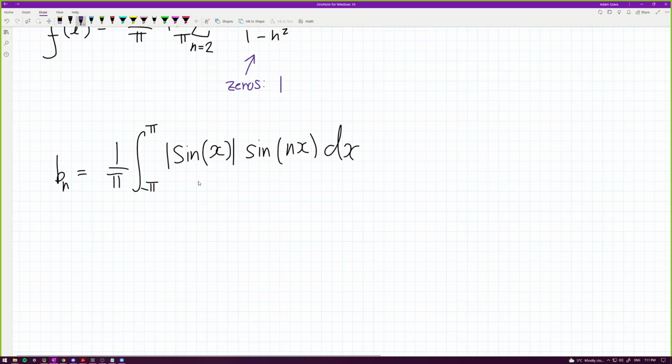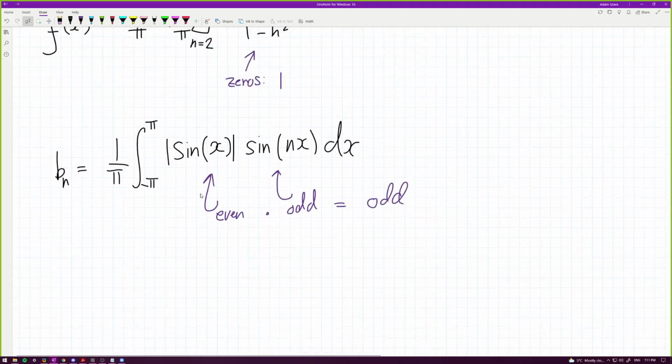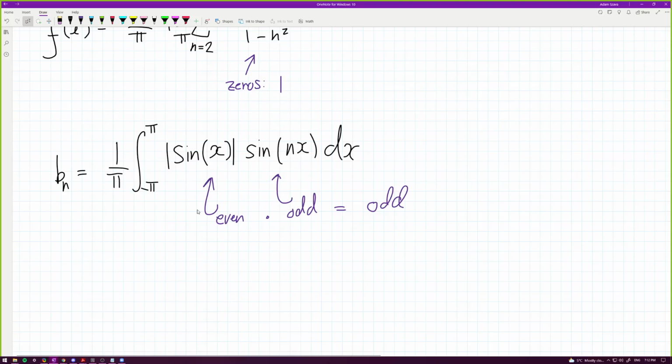And so this is an even function times an odd function. Even times odd is odd, right? The integral of an odd function over a symmetrical range is equal to 0. Always.